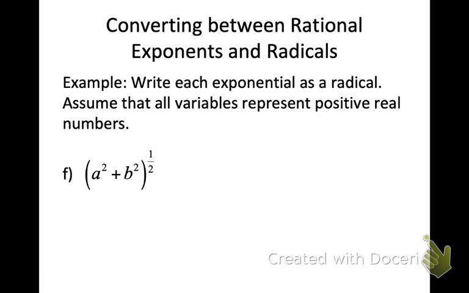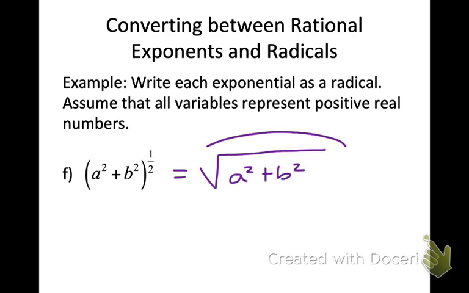a squared plus b squared all to the 1/2. That's a radical with a squared plus b squared. Done. Okay. Wait. Zach. How come it wouldn't be a plus b? Yeah.